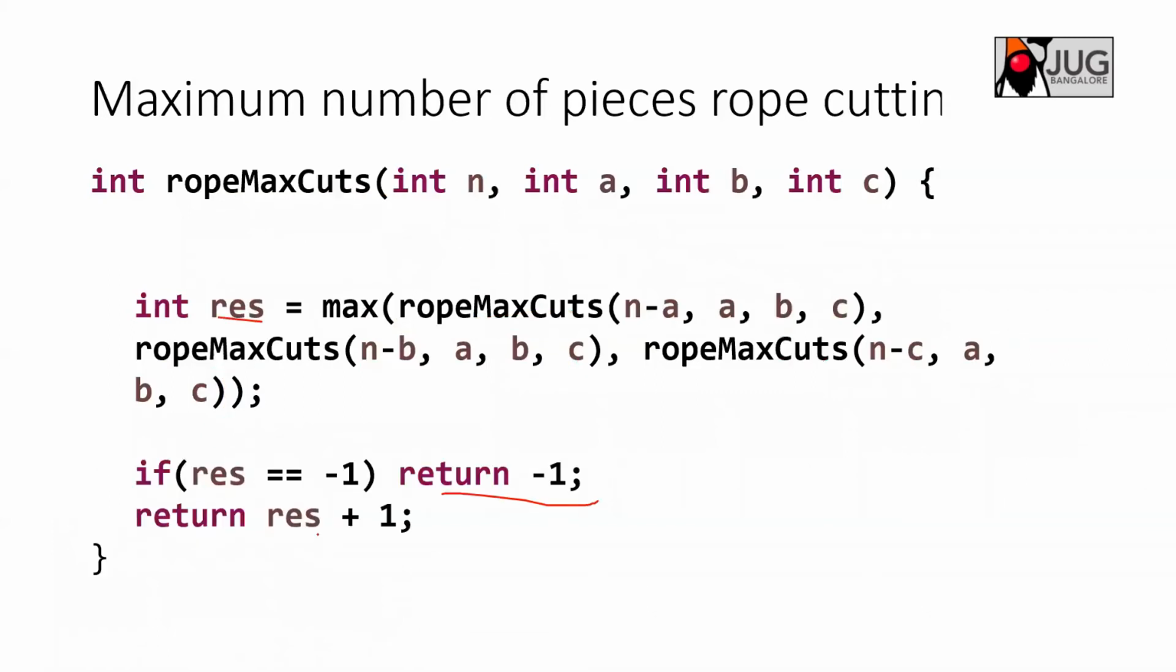So I will add 1 to return, because it is a valid cut. There is one valid cut that exists. So I will add 1 to result, and I will return. I have not added the base condition yet. Okay, what will be the base condition here?